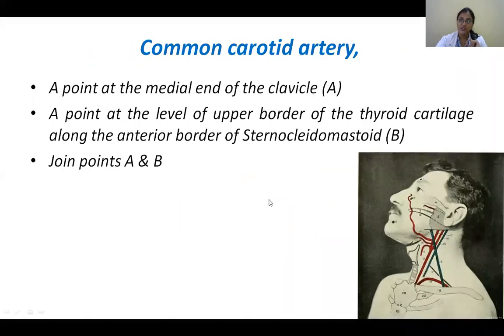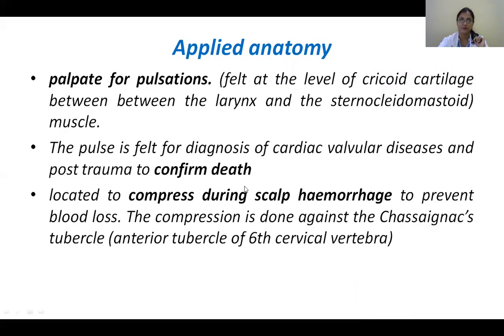Then coming to the common carotid, these are the arteries here. So here you can see the medial end of the clavicle. So a point at the medial end of the clavicle, if you can feel it, and then a point at the level of the upper border of the thyroid cartilage. So this is your thyroid cartilage, along the upper border. And which muscle is here? You've got your sternocleidomastoid. So below is the medial end of the clavicle, and then the level of your thyroid cartilage. That represents your common carotid artery. Just join these two points, and we get this.